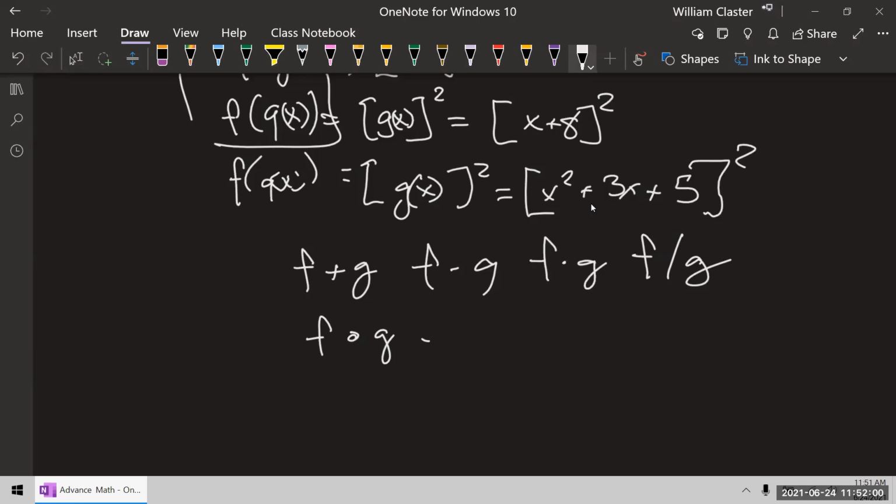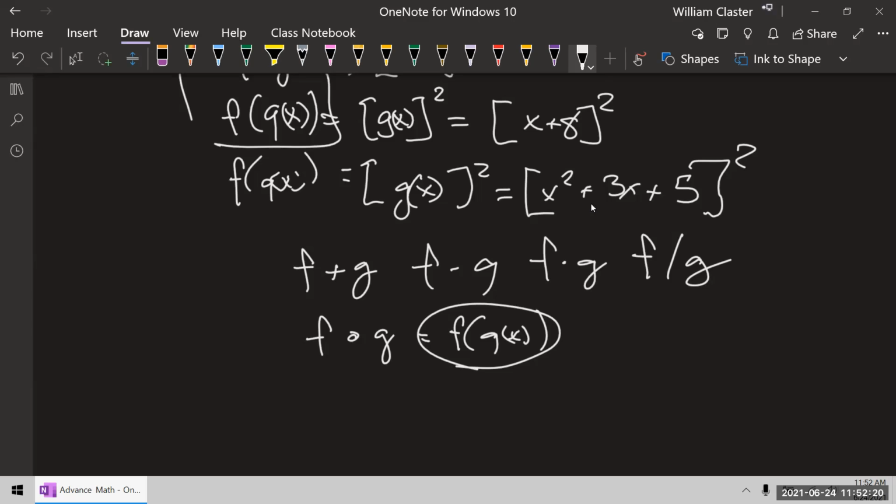So what do I mean by F circle G? I mean what I just said. The notation is F circle G, so we'll use that notation to mean this. F circle G means the composition of F and G.